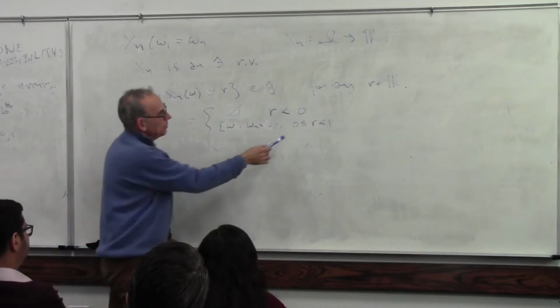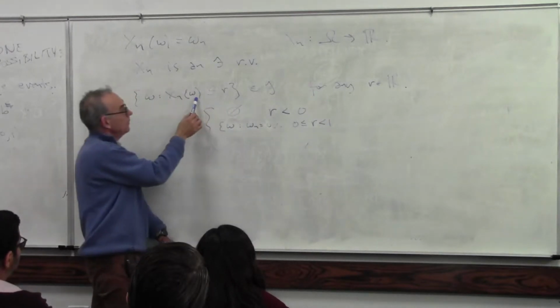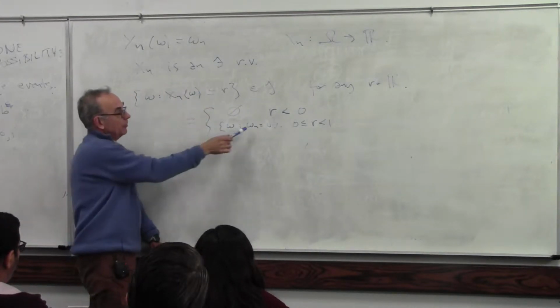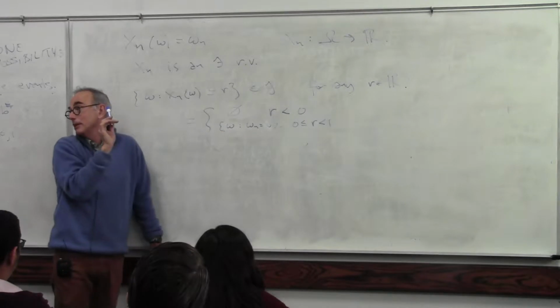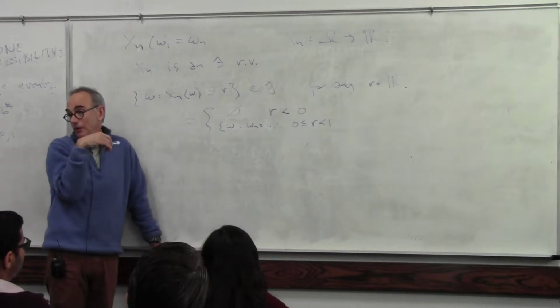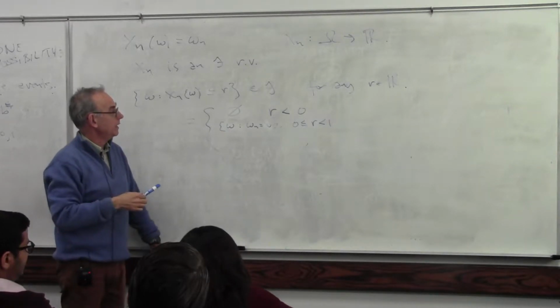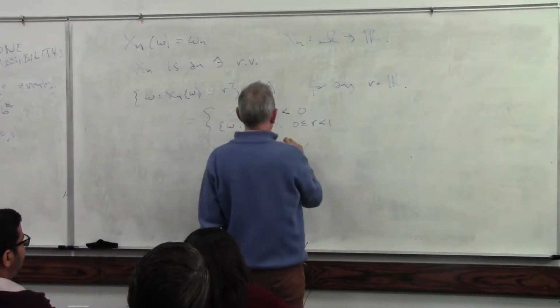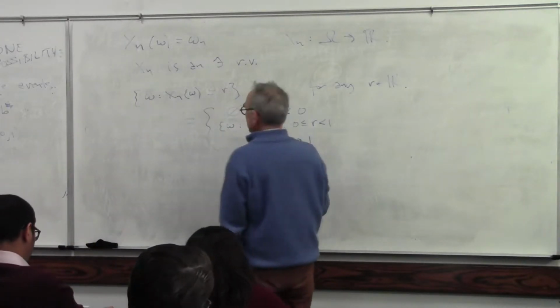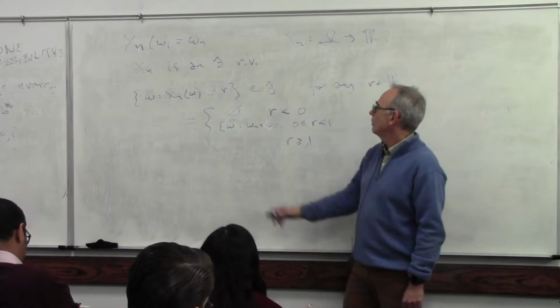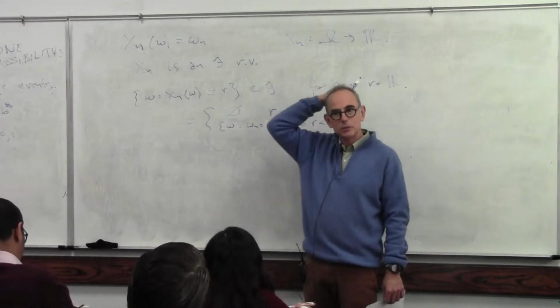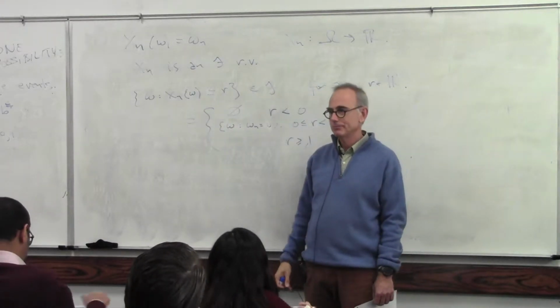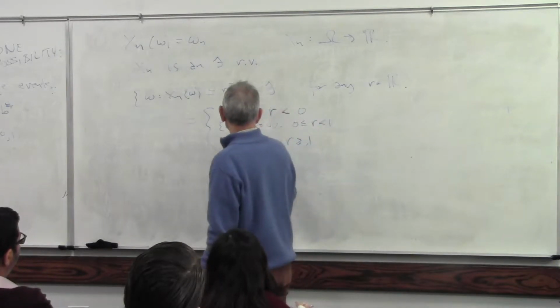And if r is between 0 and 1, the only way this is possible is if the nth entry is actually equal to 0, because Xn can only take on two values, 0 and 1. And if r is greater than or equal to 1, what happens? What's the event that Xn(omega) is less than or equal to r?